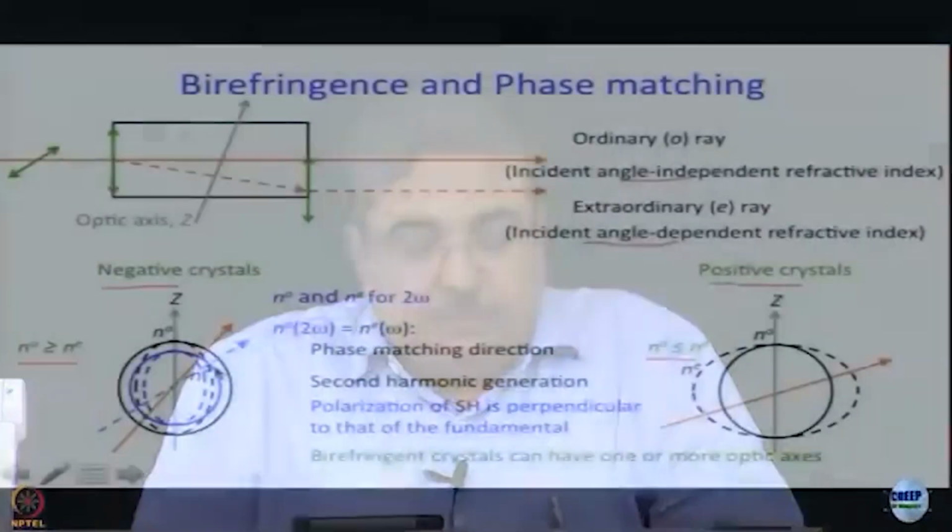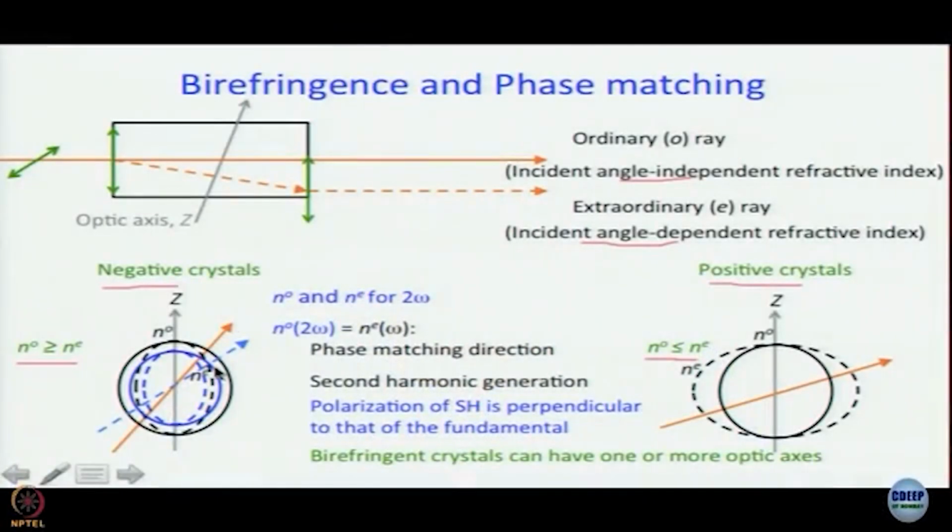Yes. The case of ordinary ray and extraordinary ray. Fundamental and second harmonic generation. If the refractive index of the ordinary ray or extraordinary ray is very less, they will not cross. So, I think what he is saying is that if the refractive index is very small for the second harmonic compared to the ordinary ray, then maybe there will not be any overlap.